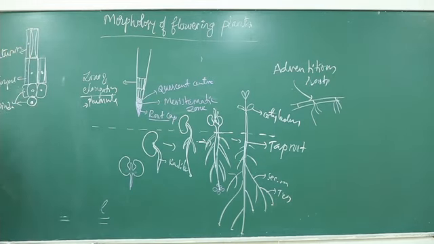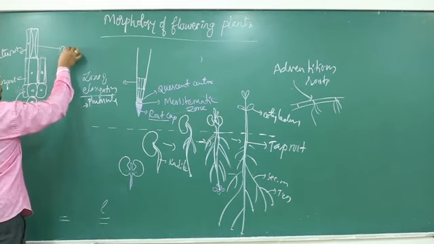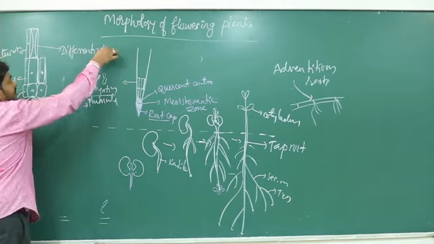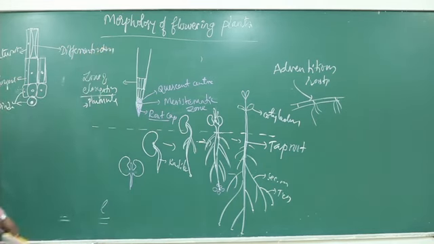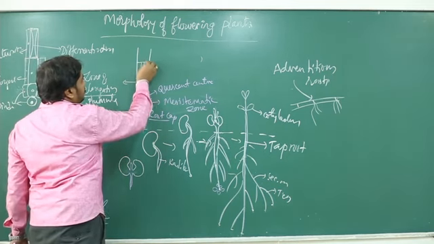So that maturation process is called differentiation. That step we call differentiation. Once it gets differentiated, it loses the ability of division. After this there is the zone of maturation.